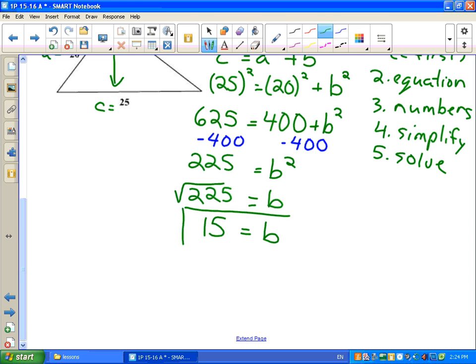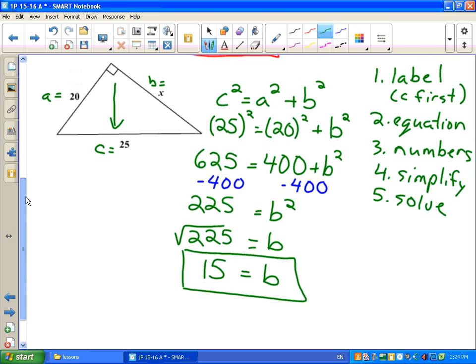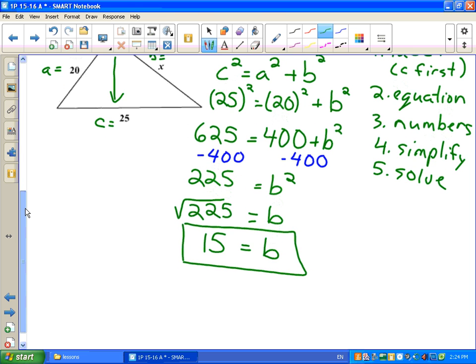So how long is side B? It is 15, whatever these are measured in. Doesn't tell us in the question here whether these are centimeters or meters, so it's just B equals 15.